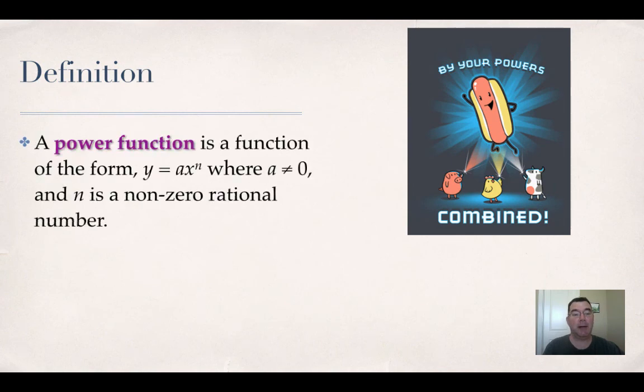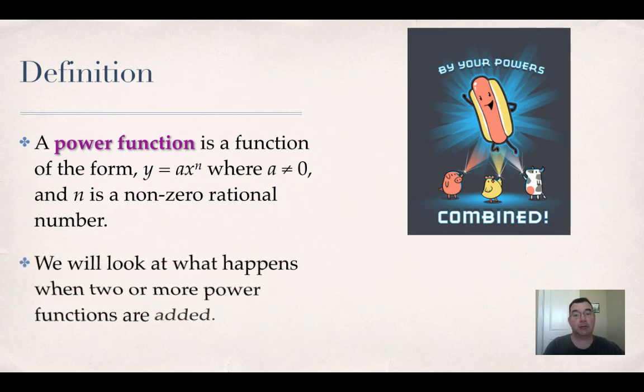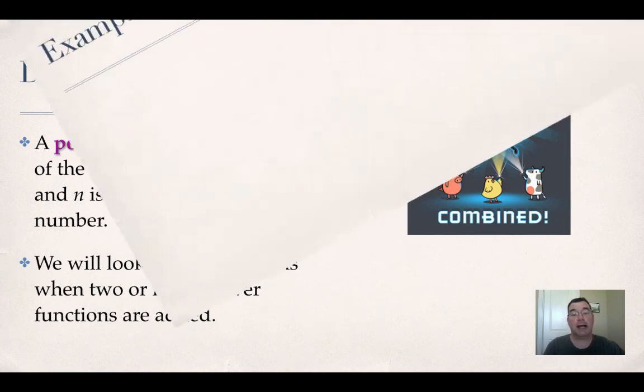By definition, a power function is just some constant times x to the n. That is a simple power function, and n is a non-zero rational number, so it is some exponent that I can actually use. So we're going to look at what happens when two or more of those are added together.